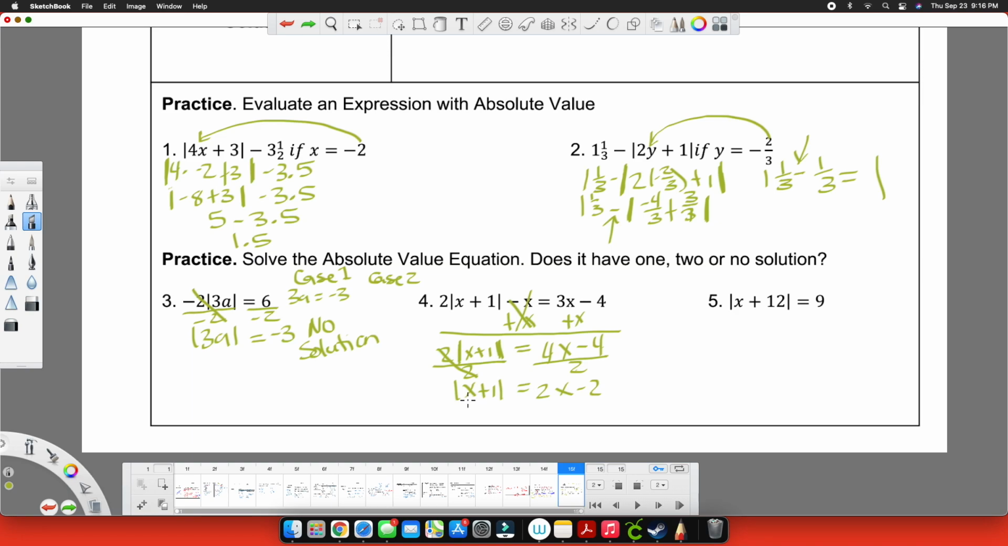So case 1, and we'll see where I write case 2. I might end up writing it up here because I'm going to need a little bit more room for this one. X plus 1 equals 2x minus 2. And case 2, I'll just go ahead and write it up here. Case 2, I have x plus 1 equals negative 2x minus 2. I put the whole thing in parentheses because I have to remember to apply that negative to everything. It's applied to the entire side.